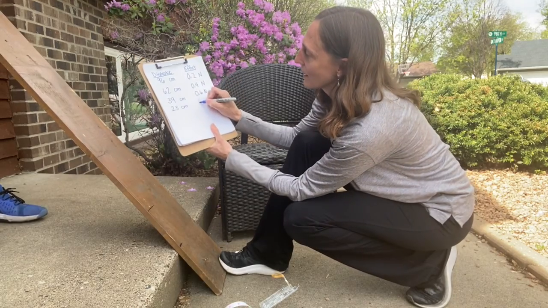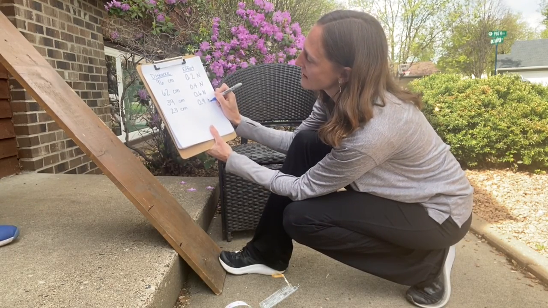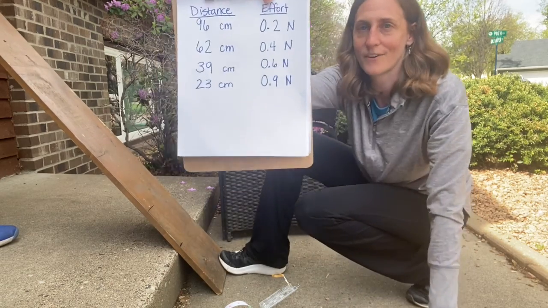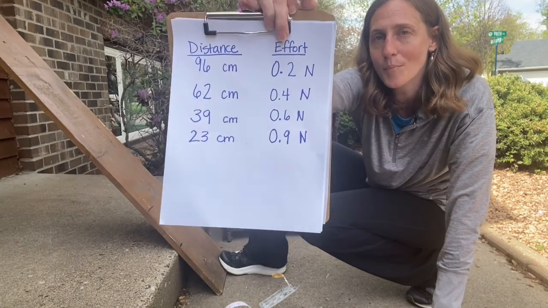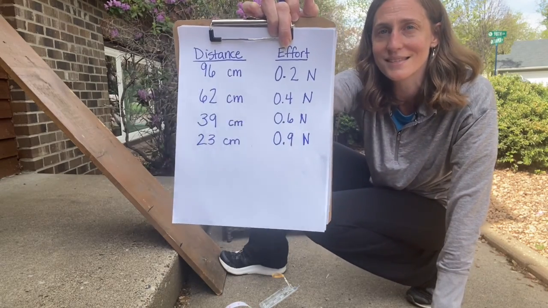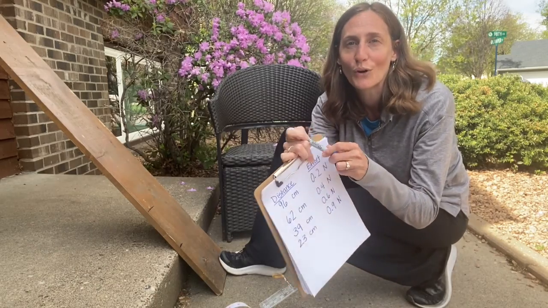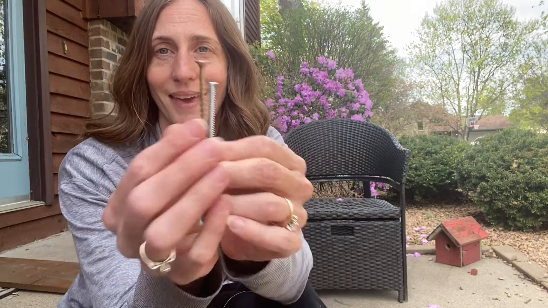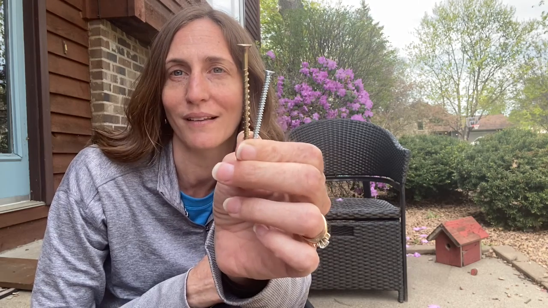So it's 0.9 newtons of effort, right? So the steeper the ramp or inclined plane becomes, it's less distance, but it requires more force. All right, so the next step of this is to think about how a screw is an inclined plane that is wrapped around a pole.